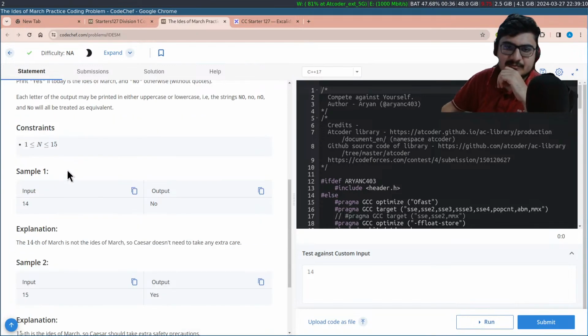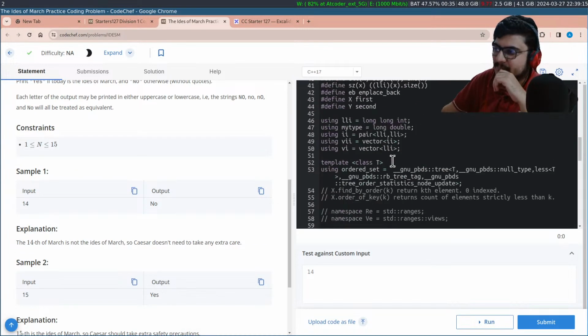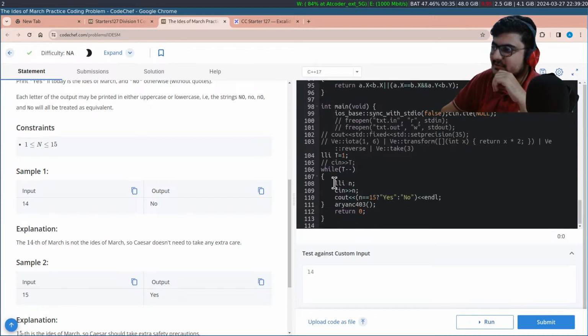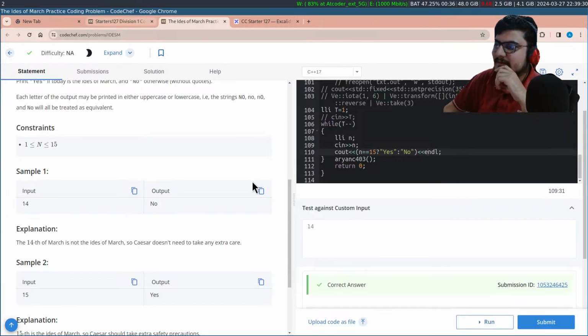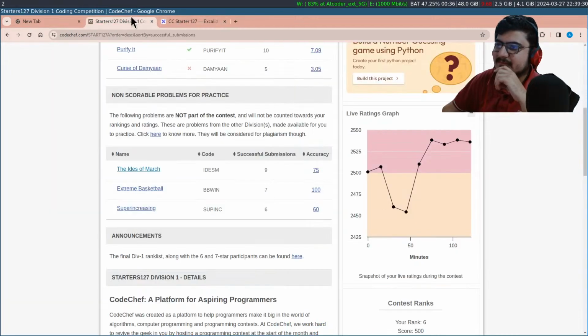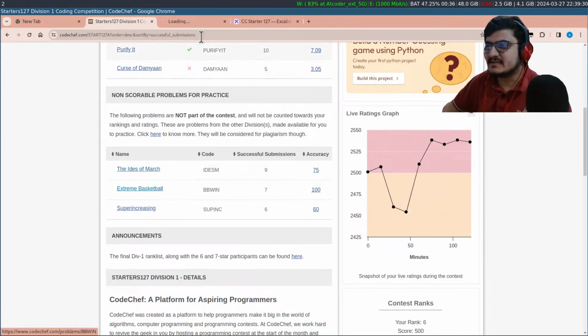Another yes-or-no if-else problem where you have to take an input. If n is 15, you should print yes, otherwise no. And pretty much that was the idea for this problem. Cin n, if n equals 15, print yes, otherwise no. And this gives us an AC for this problem. And I will move to the next problem then, which is Extreme Basketball.